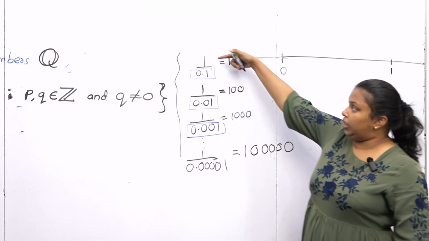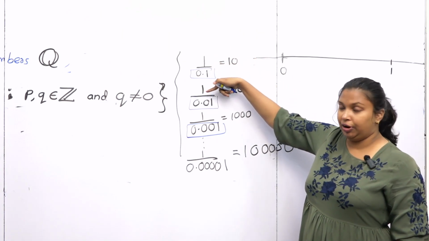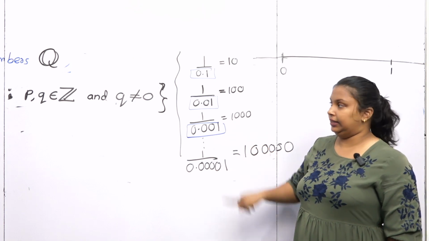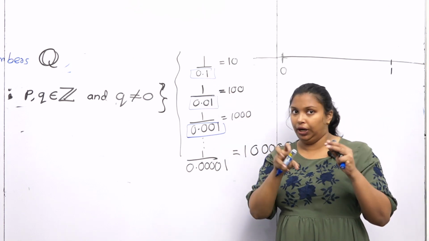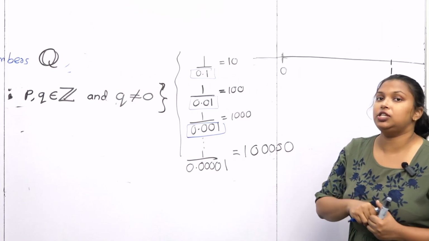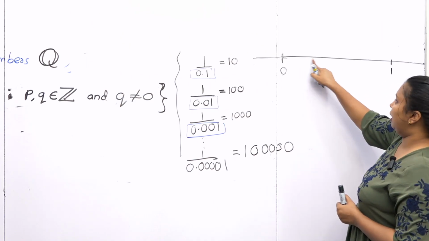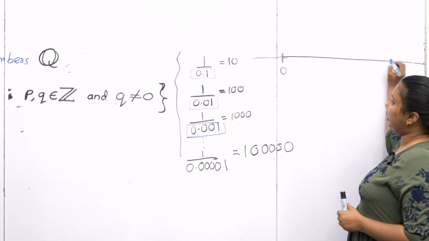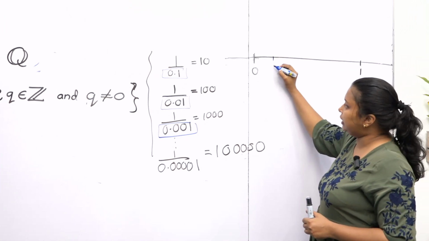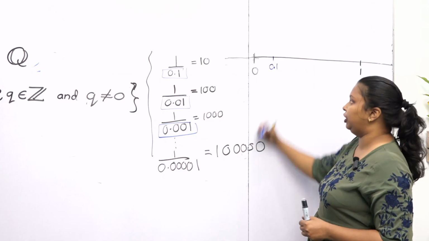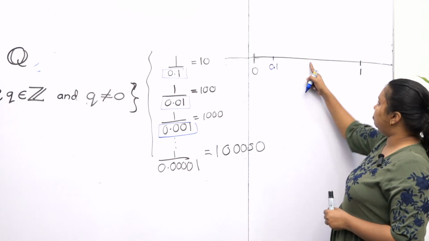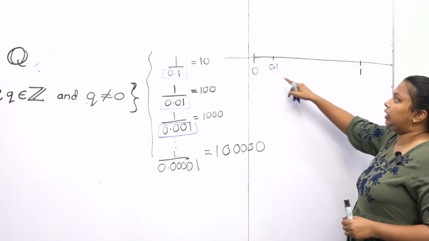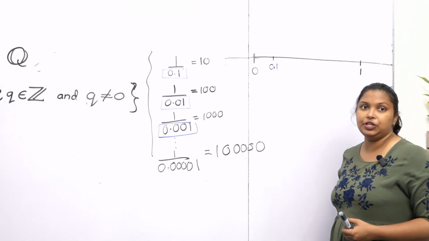Now here 1 I am dividing by 0.1. Here 1 I have divided by 0.01. Here I have divided 1 by 0.001. So I'm discussing this denominator only. I'm asking how to mark 0.1. We have to divide this gap into 10 parts, and then take the first part, and that is what we call 0.1.